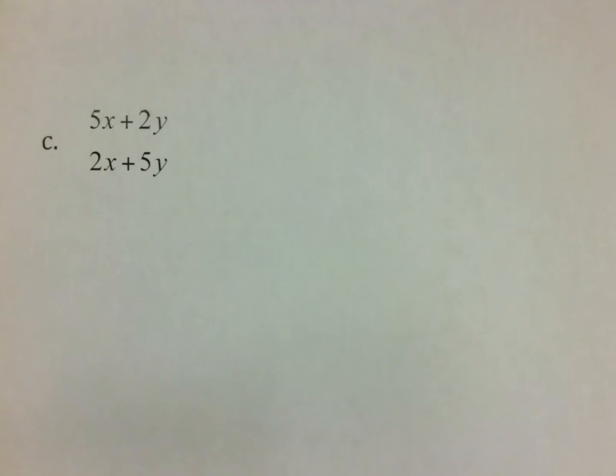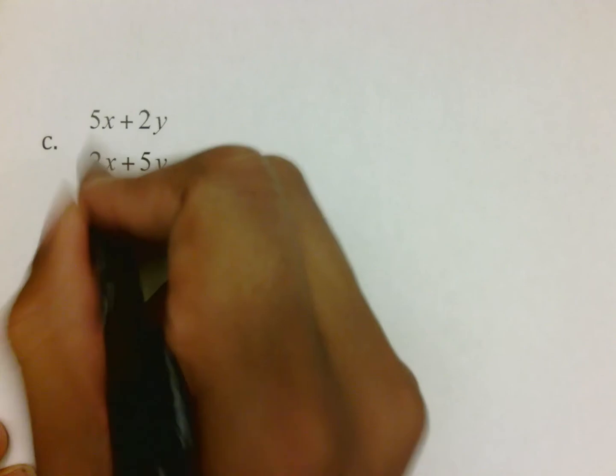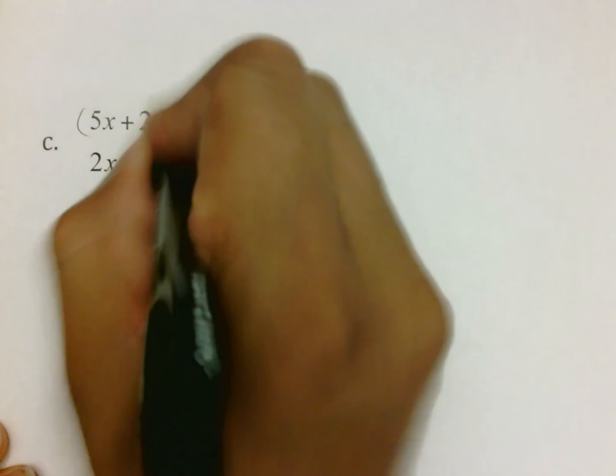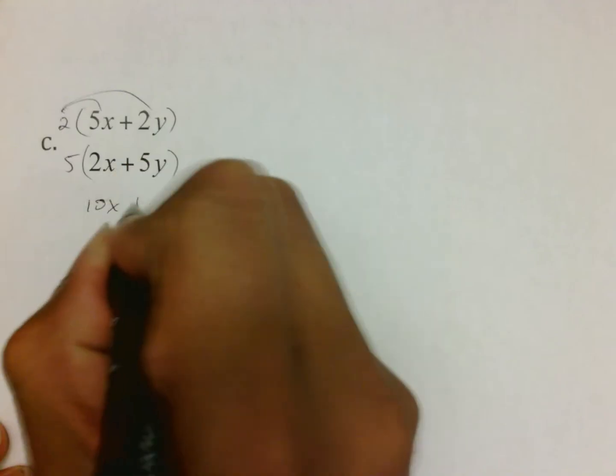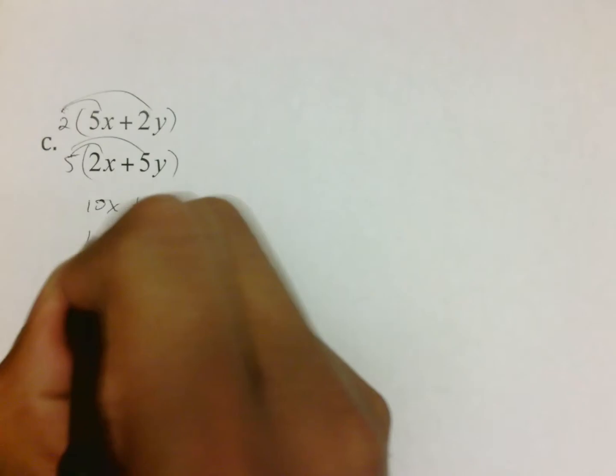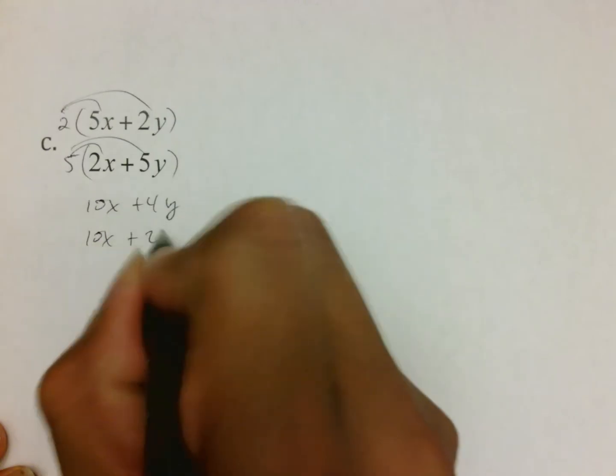5x plus 2y, 2x plus 5y. Again, I want 5 and 2. I don't think about the other letter, just x. So what I will do is multiply this by 2, multiply this by 5. Distributing, I get 10x and 4y. Distributing this, I get 10x plus 25y.